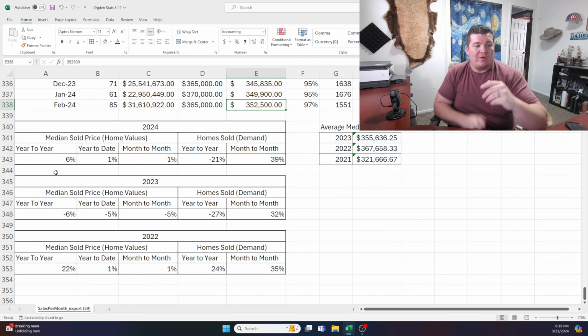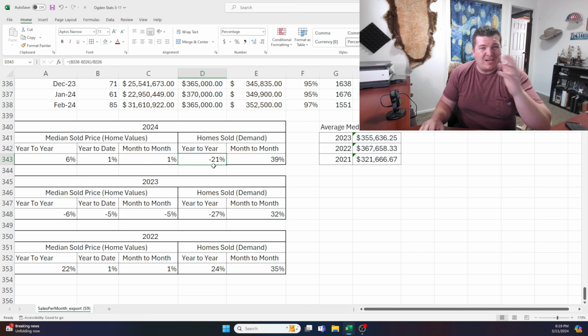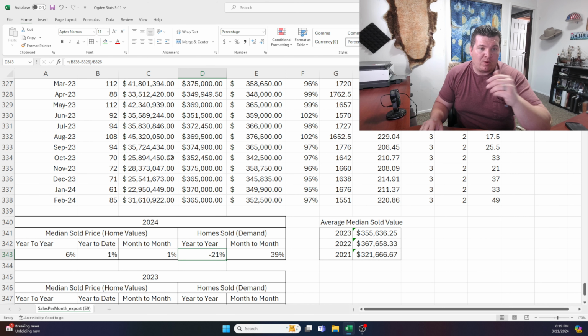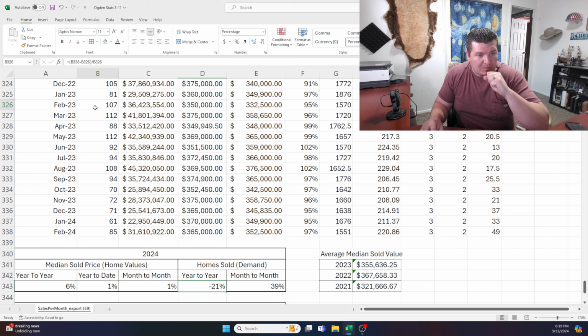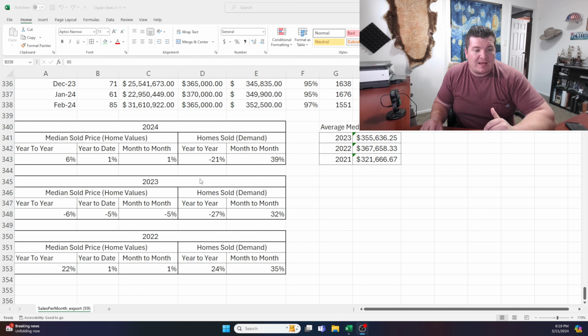I think it's worth noting that home values are looking like they're going to increase from 2023 to 2024. Also, on top of that, homes sold from 2023 to 2024 decreased by 21%. February of 2023, there were 107 homes that sold in Ogden, Utah, and February of 2024, there were 85 homes that sold.